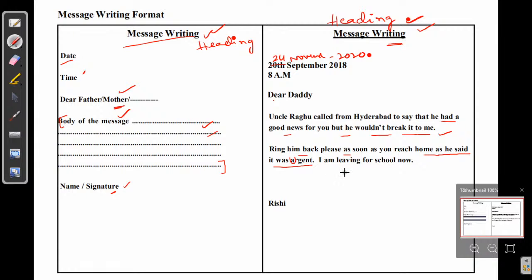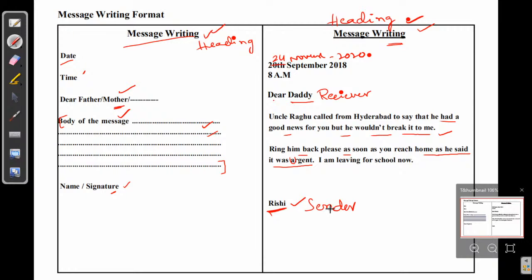See, when we write a message, if you are not present, who received the message here? Uncle Raghu called from Hyderabad. Who is sending the message? Rishi is sending a message. To whom? Daddy. Daddy is receiving the message. He is the receiver. Rishi is the sender. Dear daddy is the receiver. Don't confuse between the receiver and sender. These two things are very important: to whom to write a message, and who sends it, my dear students.